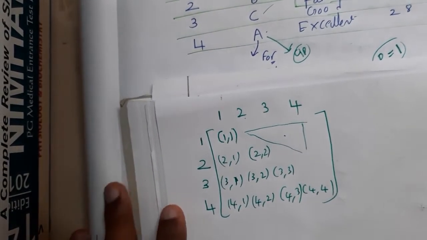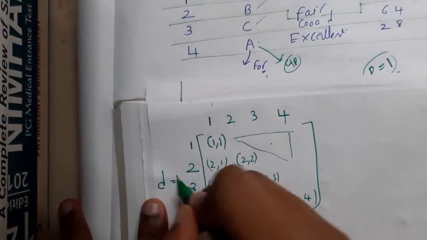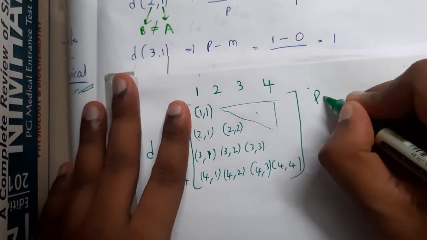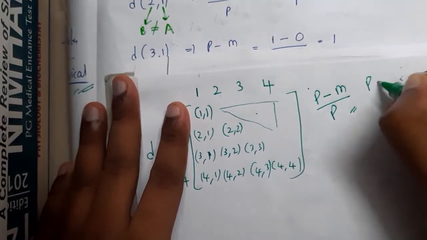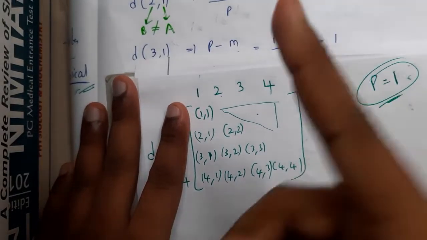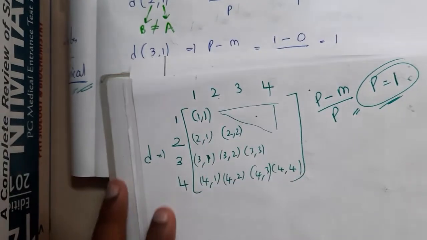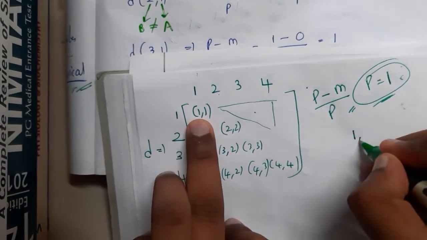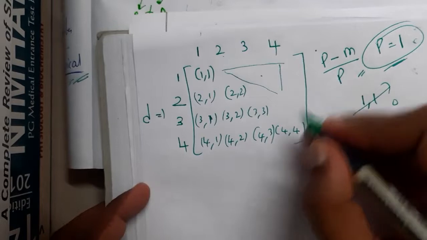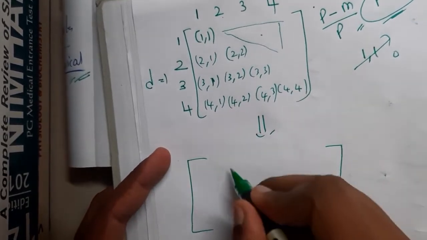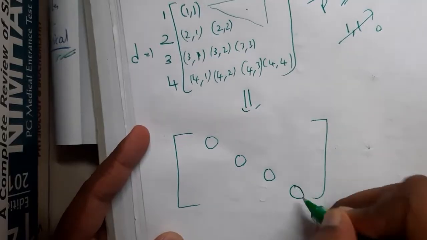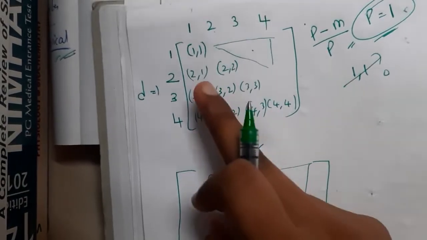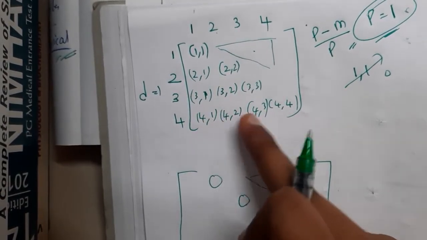Now my goal is to calculate the dissimilarity matrix. The formula for dissimilarity is (P minus M) by P, where P is fixed at 1 in this problem, as we have only a single attribute, that is your question paper code. I told you that dissimilarity of similar things will always be 0, right? You are correct. So you can directly update this matrix with 0, 0, 0, 0. The diagonal is 0 and you don't need to calculate the upper values. So you are already done with 4 values and are left with 6 values, which we will now calculate.